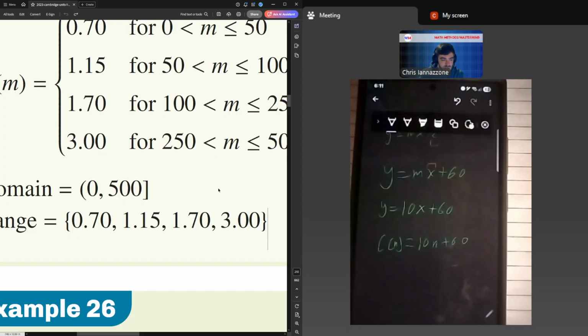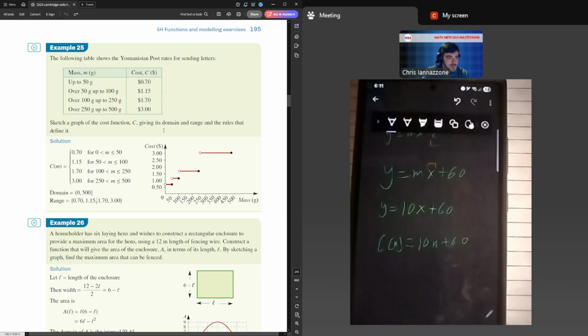Or in other words, each of those are specific values. It doesn't imply anything between them. Like this doesn't imply everything between 70 cents and $1.15. It means specifically 70 cents or $1.15, nothing in between. That's domain, that's range, and the rules that define it.